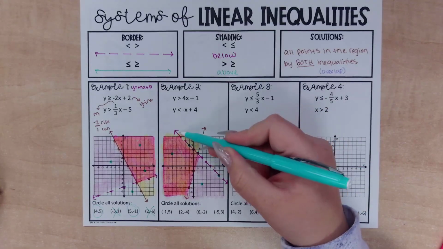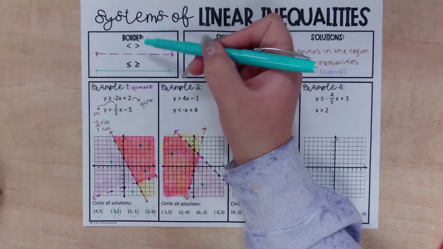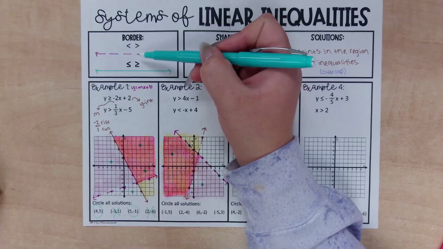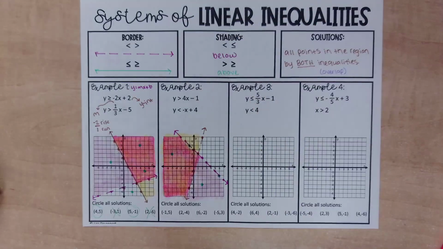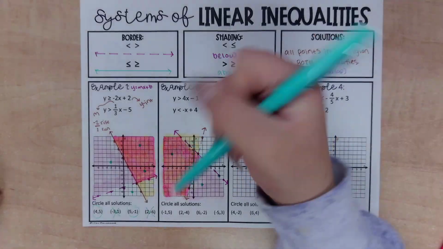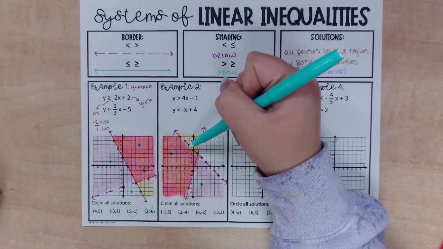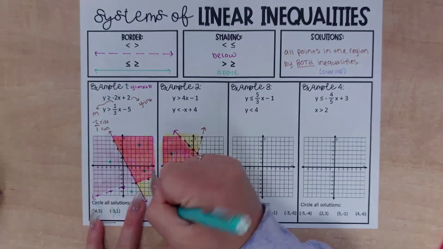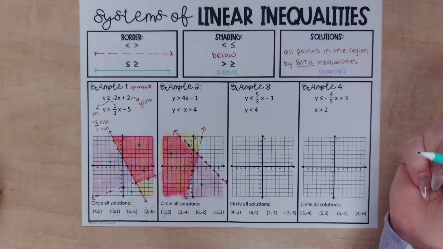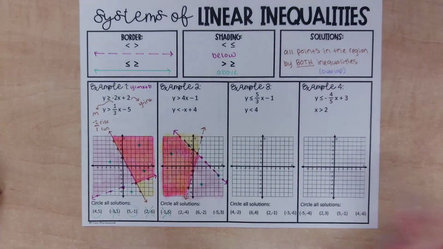This border is dashed, meaning that it does not have the "or equal to" that we would need to be able to actually claim that ordered pair. So because (-1, 5) falls on a dashed line, that cannot be a solution to this system.